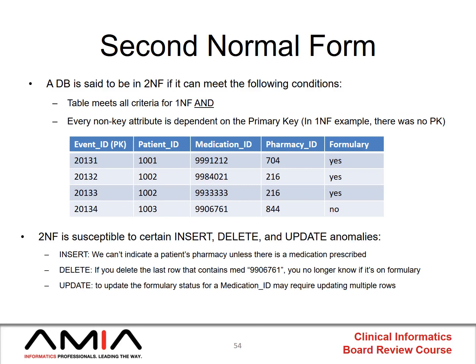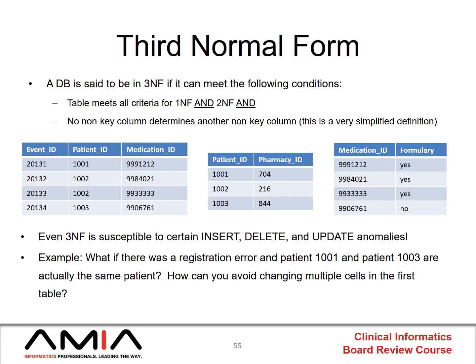We have to break it down even more and decompose it like this. So now this is in third normal form. It meets all the criteria of first and second normal form, and no non-key column determines another non-key column, which is a very simplified definition. But now we're starting to get something that's a little bit cleaner.